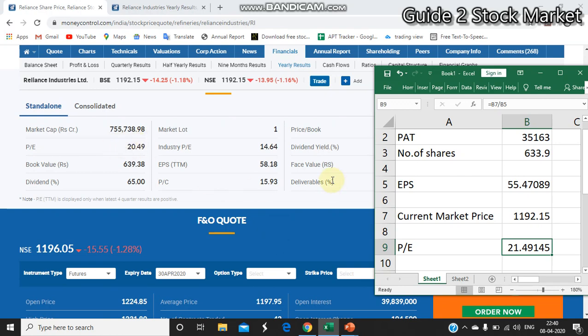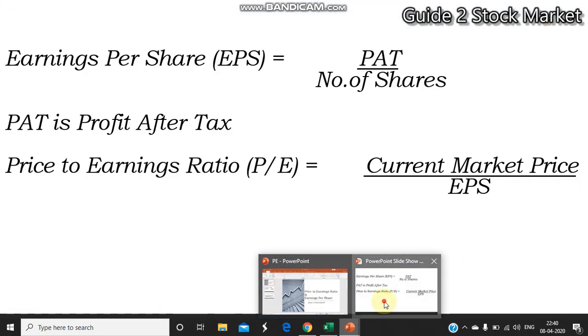Oops, here it is 20.49 and what we have calculated is 21.49. There's a difference of 1 in PE. Where has it gone? If you could see here, they have taken the trailing 12-month EPS, that is 58.18, but we have taken the EPS of the previous financial year. If we take 58.18 as the trailing 12-month EPS, then our PE comes to 20.49. Hope you have understood how to calculate PE.